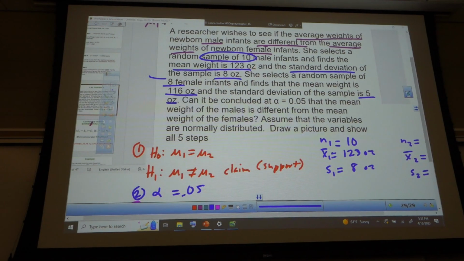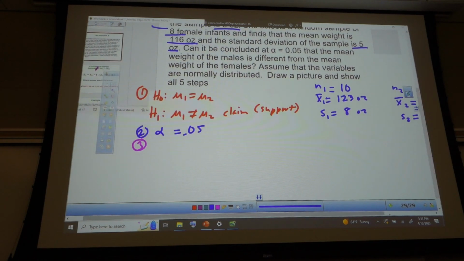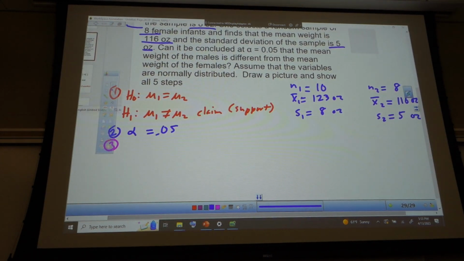So I'm going to plug all these in. We're going to do 2-sample t-test. Is it x bar, then s, then n, is that right? Yeah. 123, then 8, then 10. 116, then 5, then 8. Not equal to, pooled should be no.